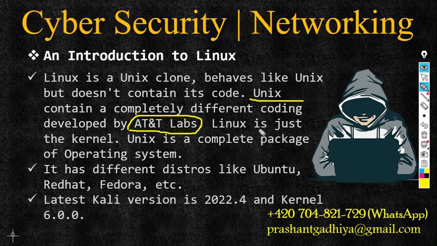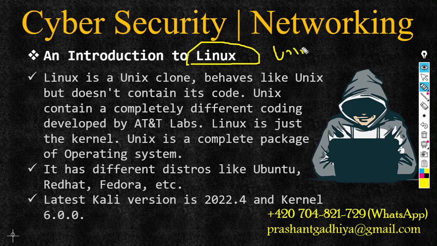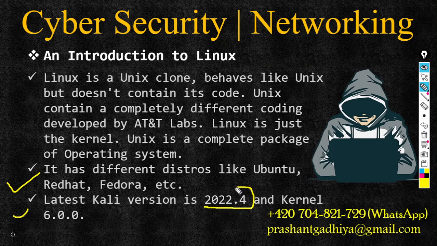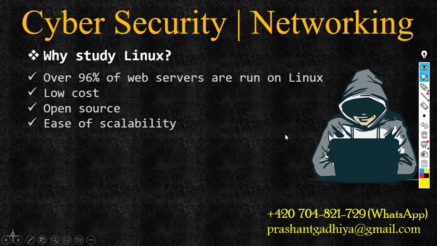There, it's the basics. Generally, the freshers' interview starts with very basic things: Linux, Unix, what is Kali Linux, what is Debian, what is Fedora, what is IBM UX and all. You should know it. And the current version is 2022.4 as of now, and the kernel is 6.0. Correct. So let's see the next slide, and we'll see why Linux is most important for cybersecurity.